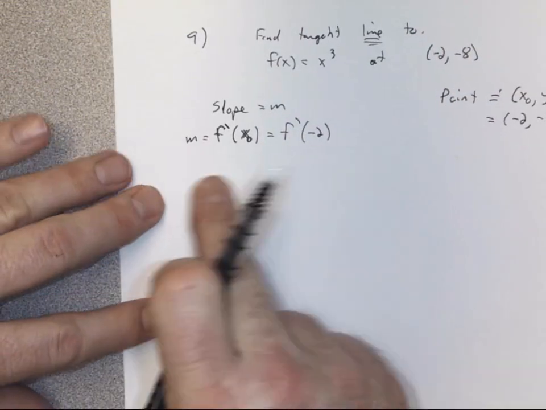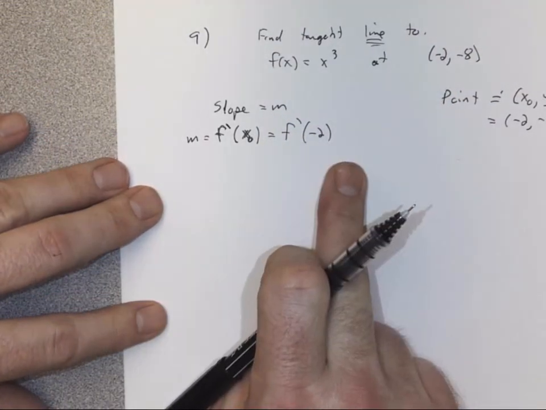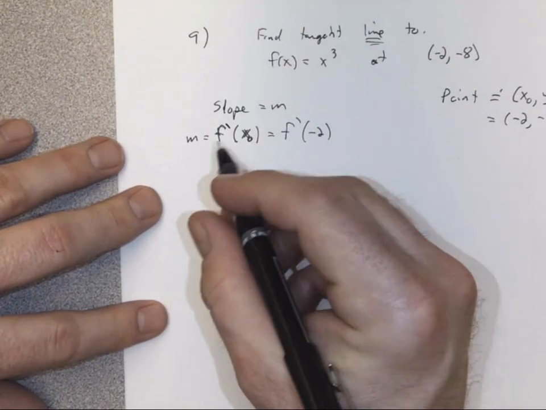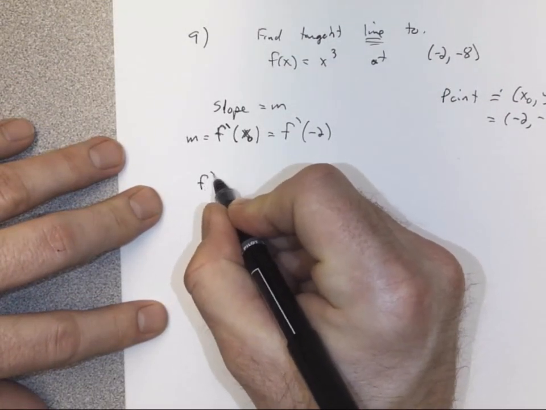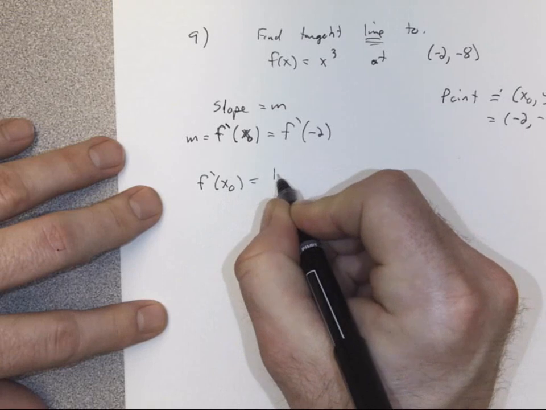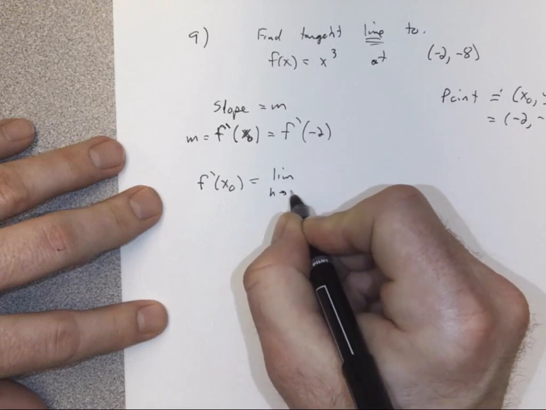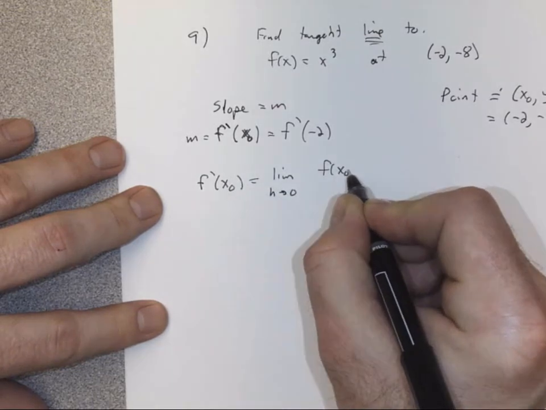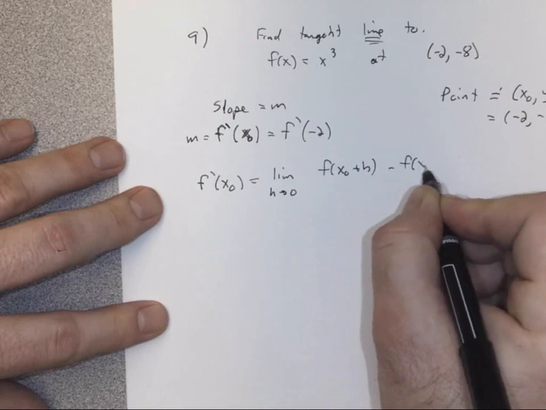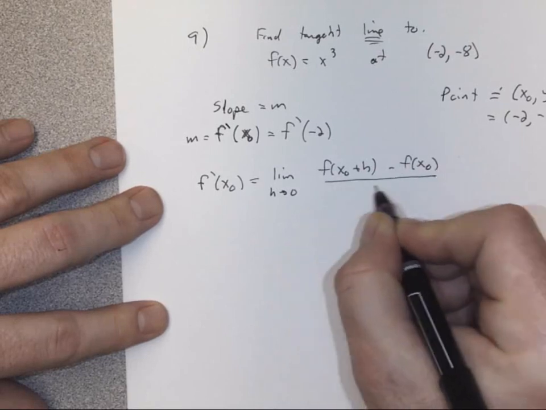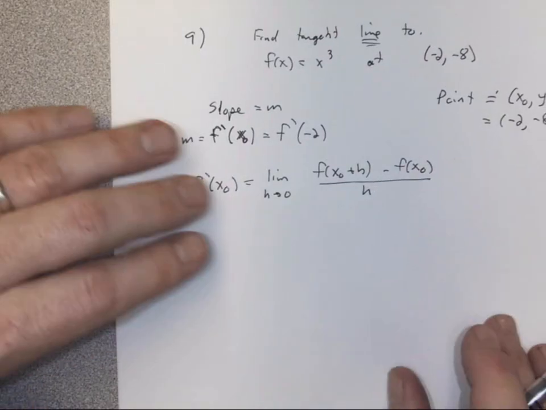Most of our work is going to be finding this thing, because they've already given us everything else. Well, f prime of x naught is equal to the limit as h goes to 0 of f of x naught plus h minus f of x naught all over h. And we've already done this stuff. You guys agree? We've already simplified this expression.